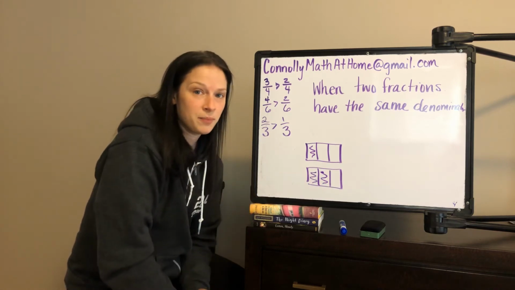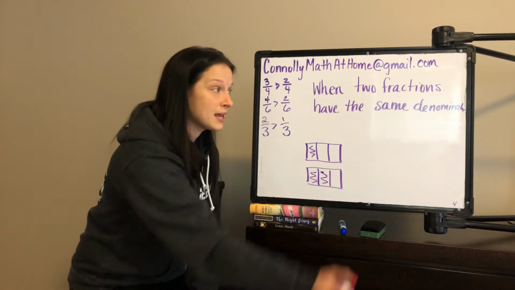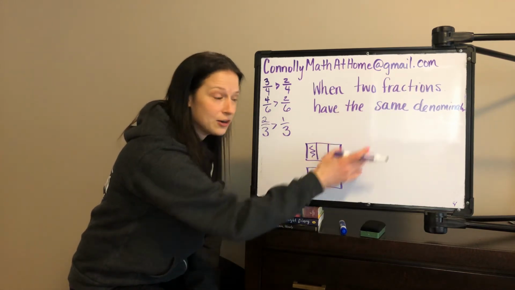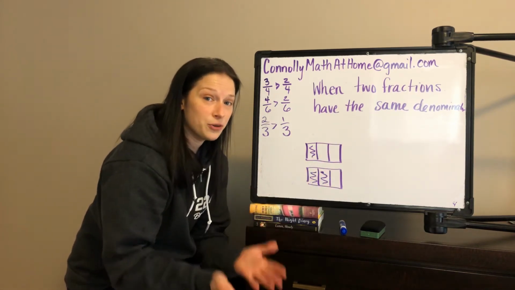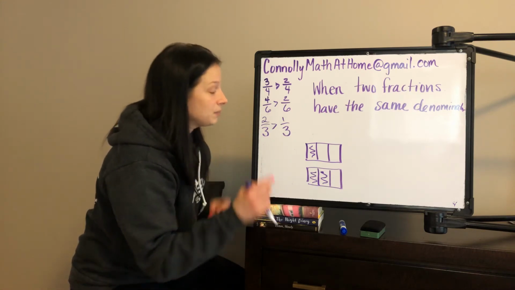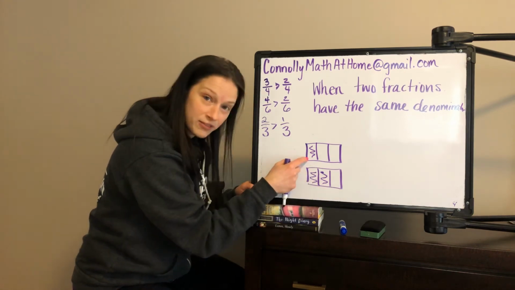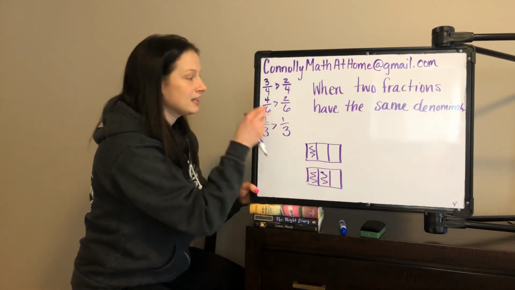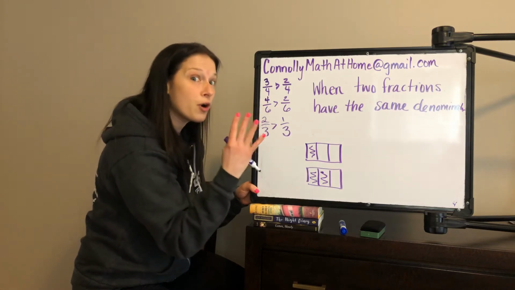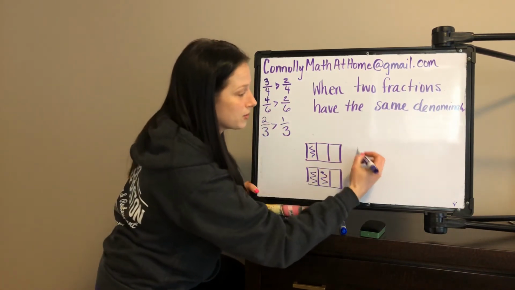So since we're comparing two fractions that have the same size pieces, because they have the same denominator, the one with the greater numerator is always going to be bigger. Why? Because we're taking two of those same size pieces versus one of those same size pieces. Here, we were taking 4 of those 6. They were the same size pieces. Let's show it one more time.